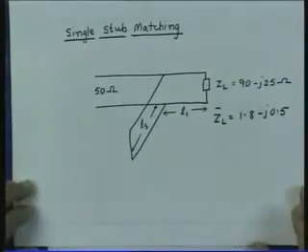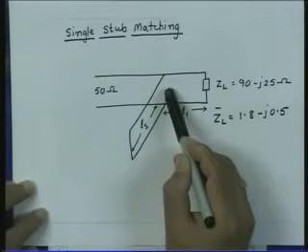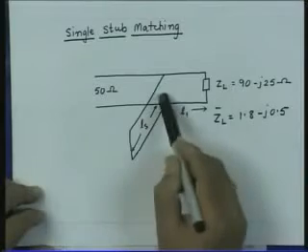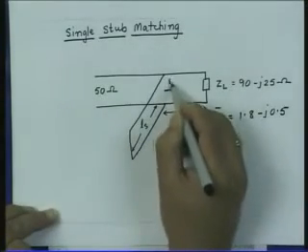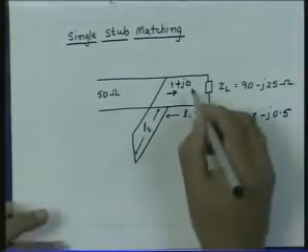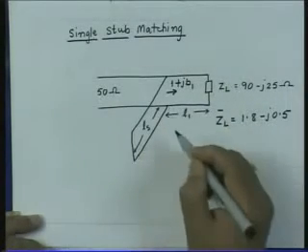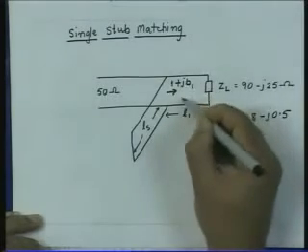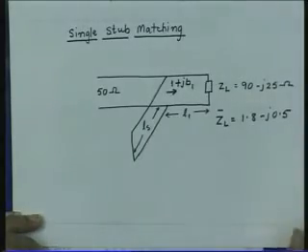As we have seen in the single stub matching, first I move by a distance such that the resistive part of this admittance becomes unity. That means the conductance G1 gets transformed to unity at this location. So, this point here should become some 1 plus jb1. So, by moving along the main transmission line, first we set the conductive part to unity. Whatever is the susceptance part, that you cancel out by placing a stub in parallel with the main transmission line.